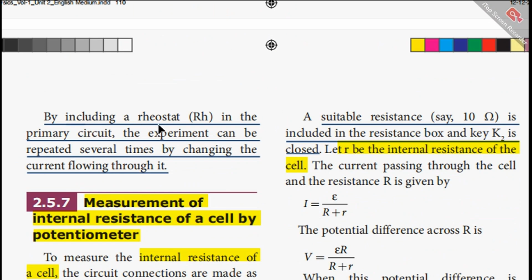By including a rheostat RH in the primary circuit, we can adjust the value of the current, and the experiment can be repeated several times by changing the value of current flowing through the potentiometer wire.